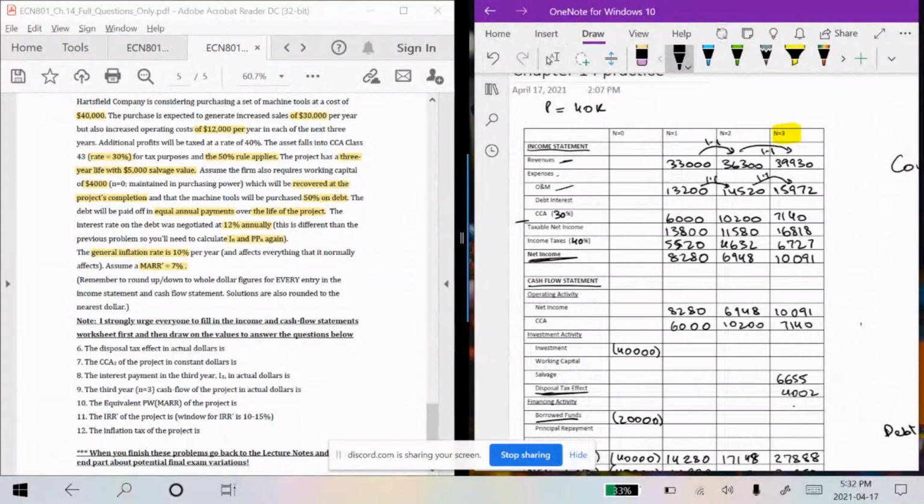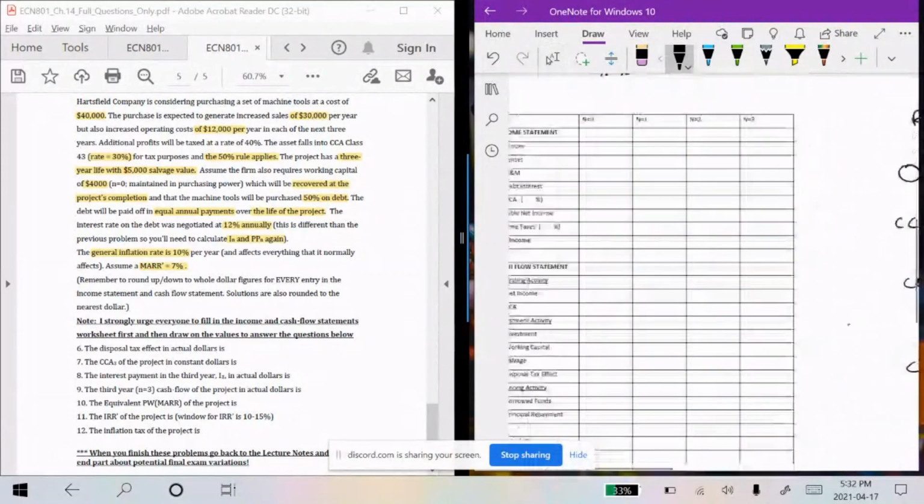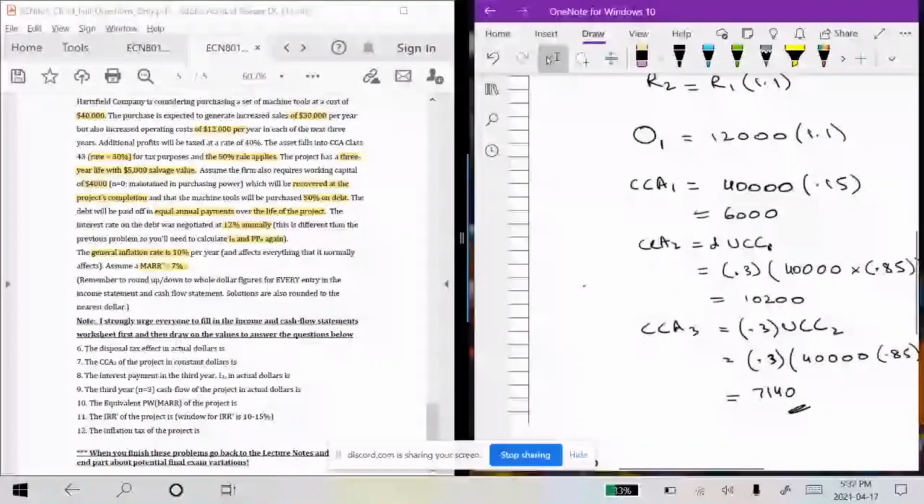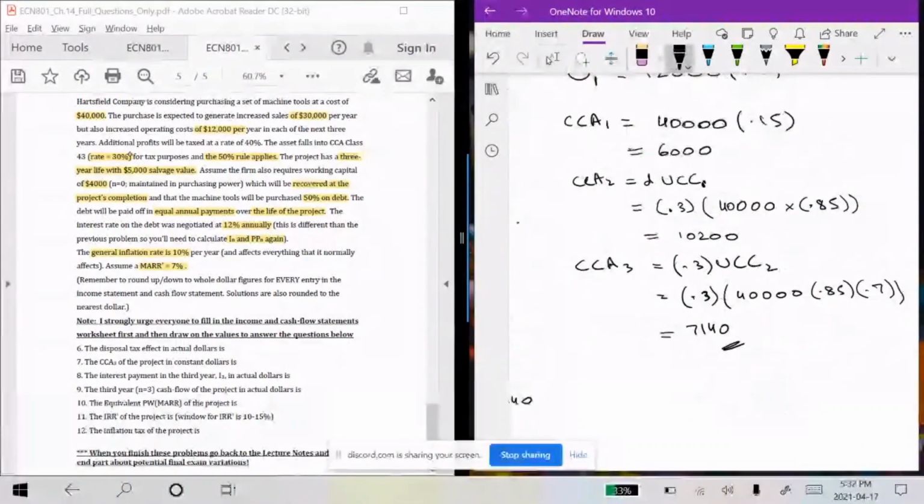Can you show UCC3 again? Okay, I'll just use this next table. So the CCA for 3, again, you use the same formula. For CCA in the nth period, it is D into UCC n minus 1. So CCA 3 is going to be 0.3, because the CCA rate is 0.3 normally, and only in the first period it's going to be 0.15. So here it's going to be 0.3.